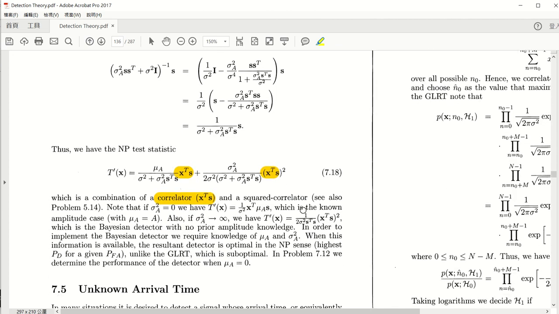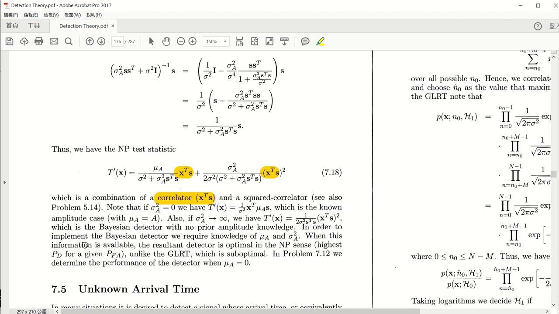Let me see. If sigma A is 0, what does it mean? It means that A has no variance. Then we have a simplified test statistic, which is the known-amplitude case, right? Because that's reasonable, since mu A is equal to A if sigma A is 0. If sigma A squared approaches infinity, we have T prime of x equal to this, which is the Bayesian detector with no prior amplitude knowledge, right?